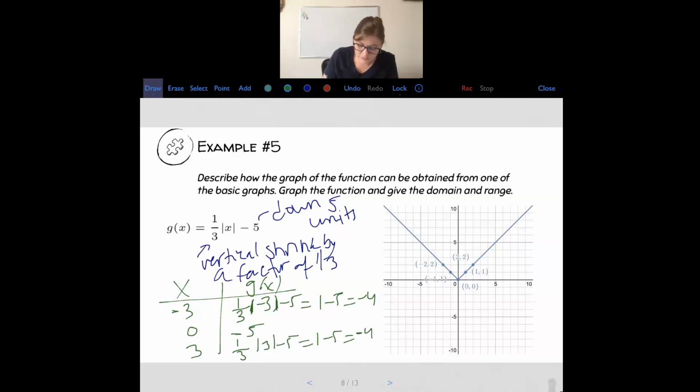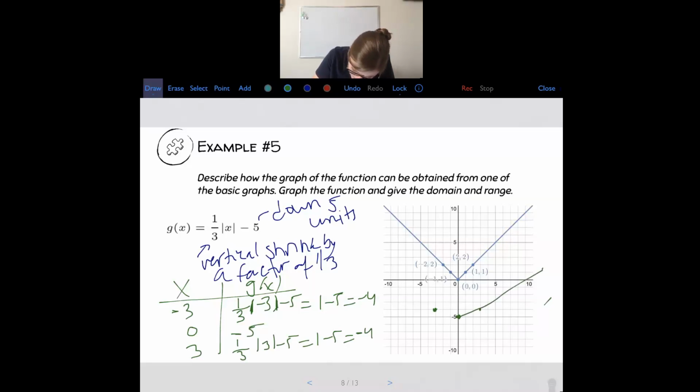Okay, so when you plug in the table of values, it's going to do both. It's going to take care of the shrink, and it's also going to take care of moving it down 5 units. Okay, so I have a point at (-3, -4) right here. I have a point at (0, -5), and I also have a point at (3, -4). Okay, so it's going to look like this.